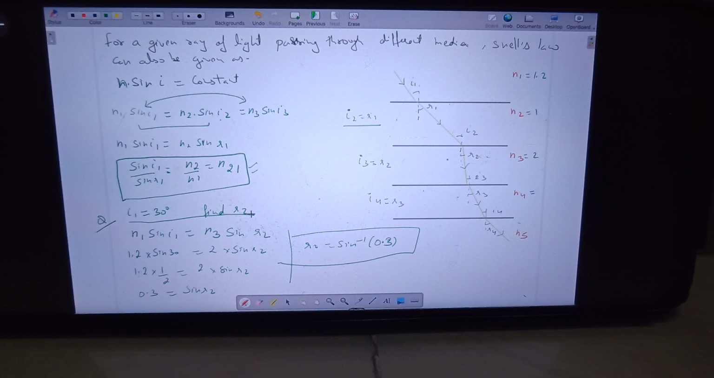So this point is clear. This question is clear to all of you. Okay. So it is given that N1 equals N5. Then what is the relation between I1 and R4? If N1 equals N5, then I1 and R4 will be, just check and tell me.